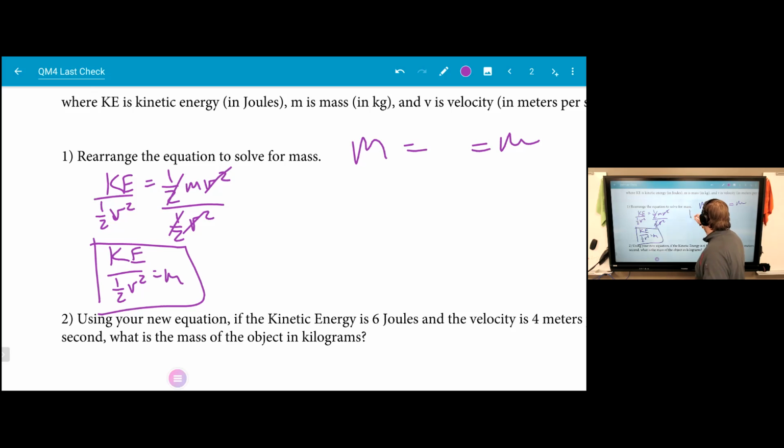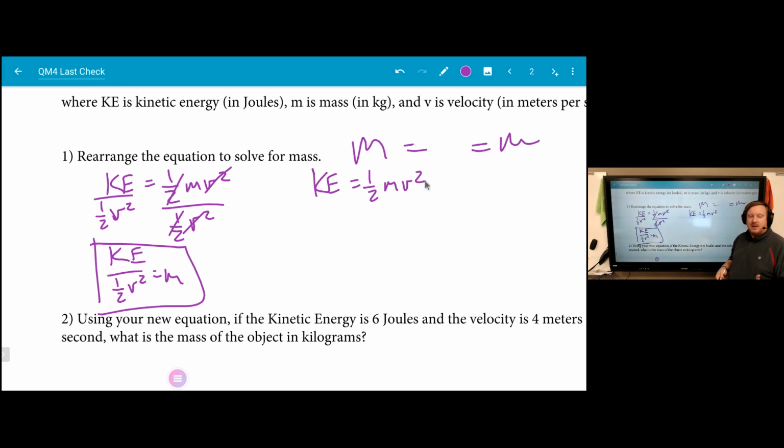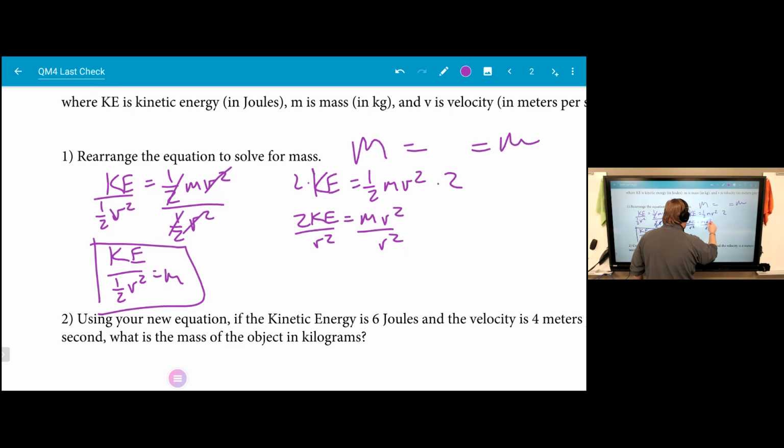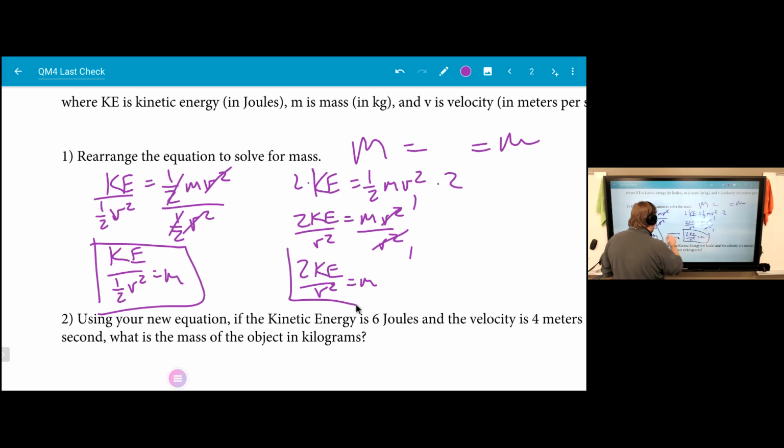Another way to do this, let me write this out again. KE equals half mv squared. If I divide by half to begin with, well, like we've talked about before, when you divide by a fraction, you actually flip and multiply. So dividing by half is the same as multiplying by 2 over 1, or 2. So I could start by multiplying both sides by 2. I get 2KE equals mv squared, and I just divide both sides by v squared to get my m. So 2KE divided by v squared equals m. The beauty is these two things are equal. I'm going to roll with the first one just because I can.